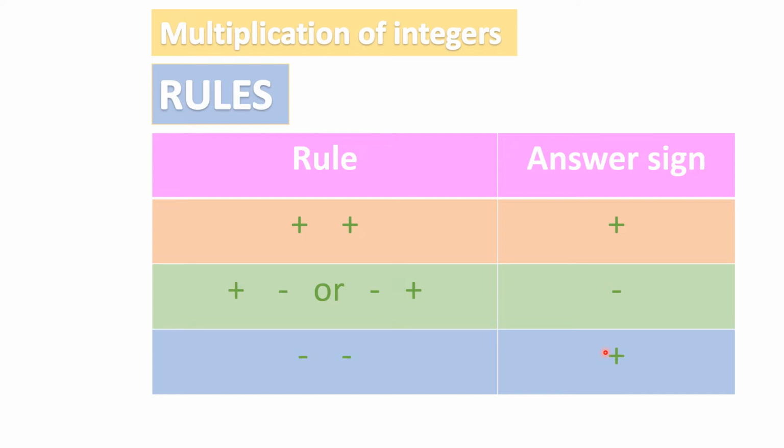Okay, now you can remember this rule easily like this. When both are positive integers, or both are negative integers, then our answer will be positive, right? And if any one of the integers is negative and the other is positive, then we will have a negative answer. Okay, so let's look at this using examples.